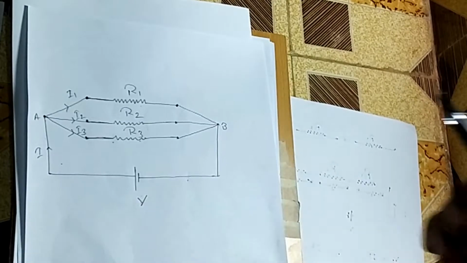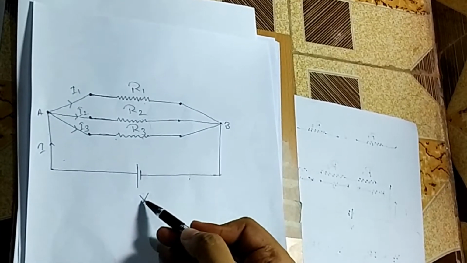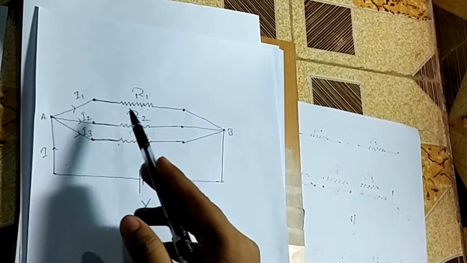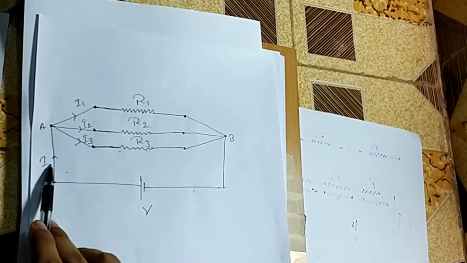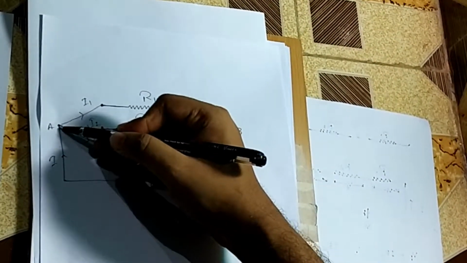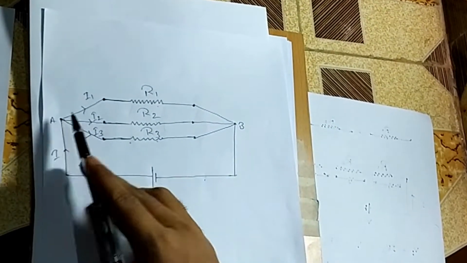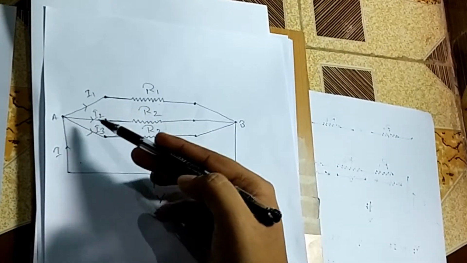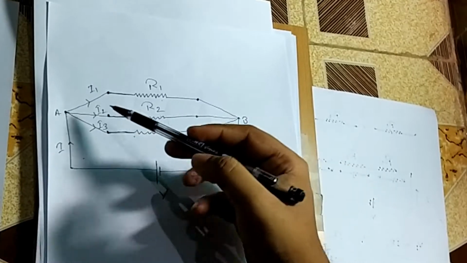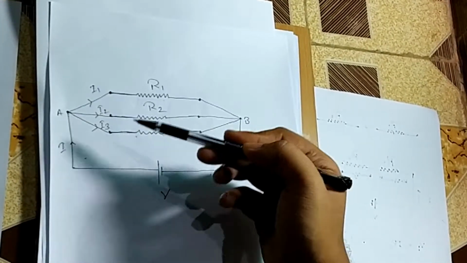Now concentrate here. The voltage source V is applied, so according to Ohm's law, there will be current flow in this circuit. You can see that the current I is coming towards node A, and then it gets divided into three different parts, I1, I2 and I3. Because there are three different resistances, it gets divided into three different parts.